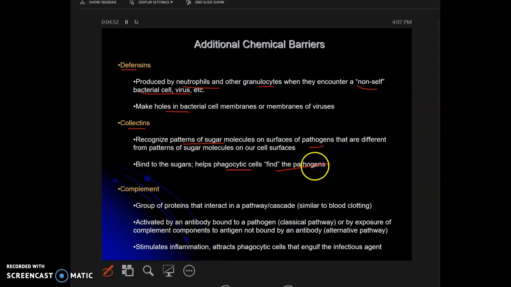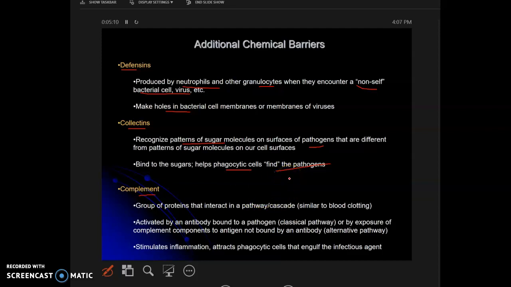those pathogens. Complement systems are large proteins, and what they do is just like blood clotting. They're like an alarm system. The minute they're activated, the large protein is going to break down into small proteins.